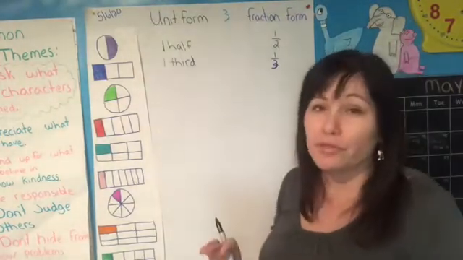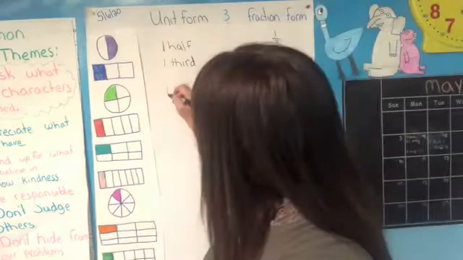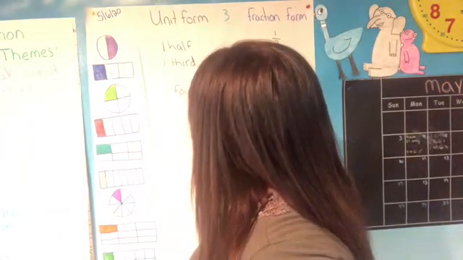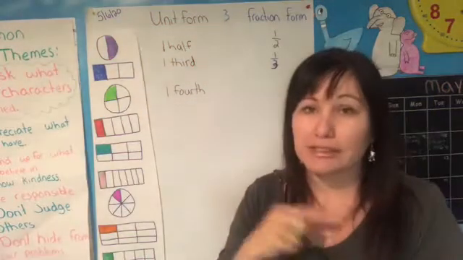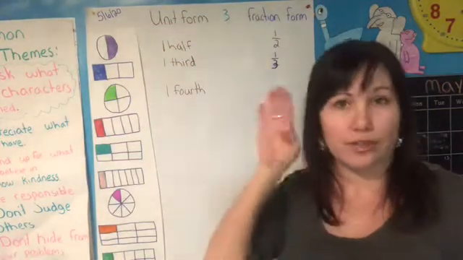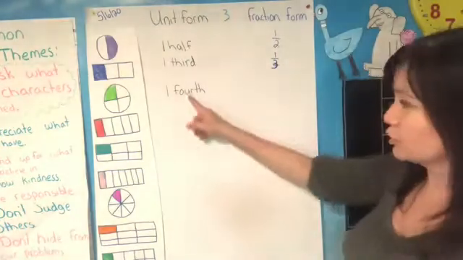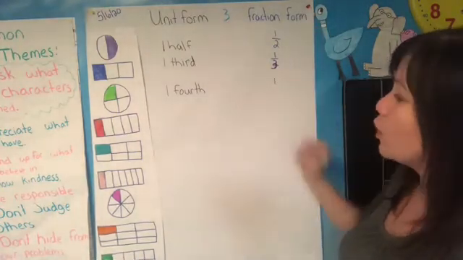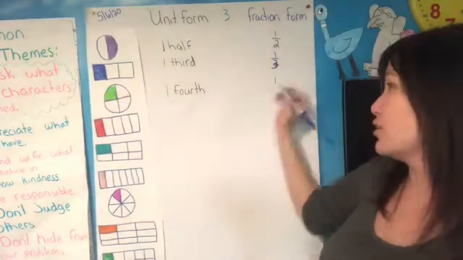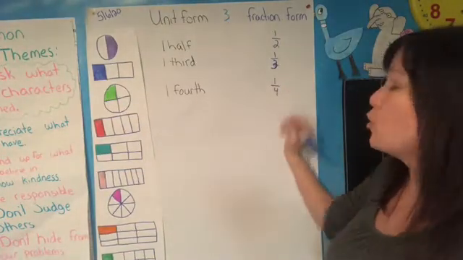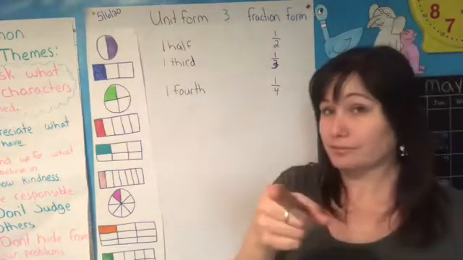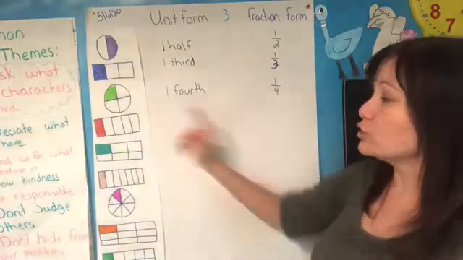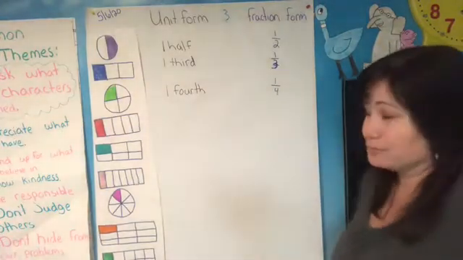Okay, the unit form for 1/4 is fourth, F-O-U-R-T-H. I say it, you say it, fourth. Nice job. Make sure you've written that. And then also write it in fraction form. 1 part is shaded in. There are 4 parts total. 1/4. Nice job.